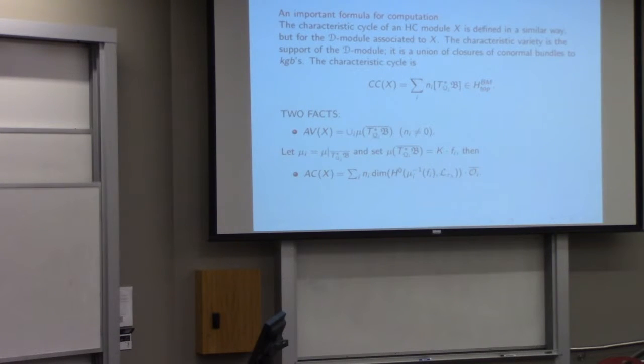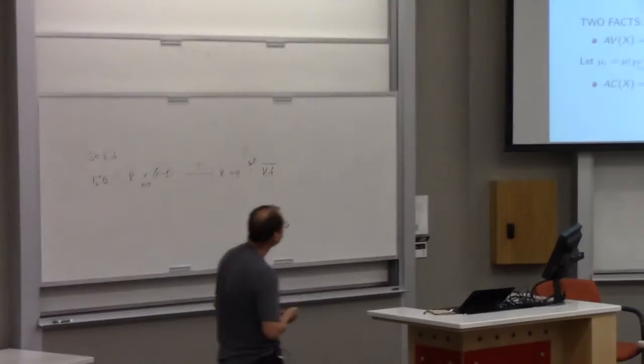And so what this is saying is, if you want to compute the associated variety, first find the characteristic cycle and apply the moment maps, and you get a bunch of K orbits. Of course, the characteristic cycle is harder to compute than the associated variety, so it's maybe not so practical.